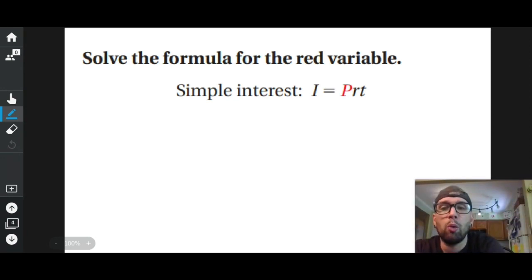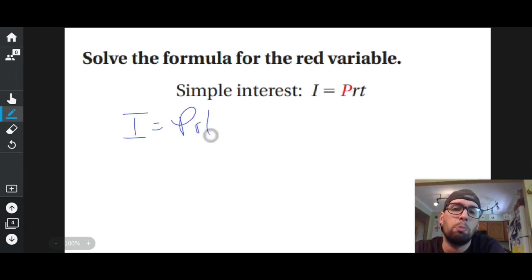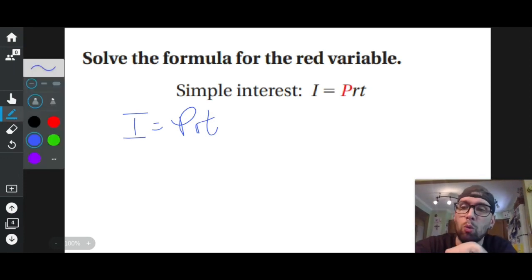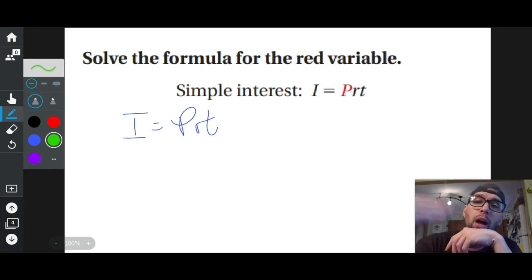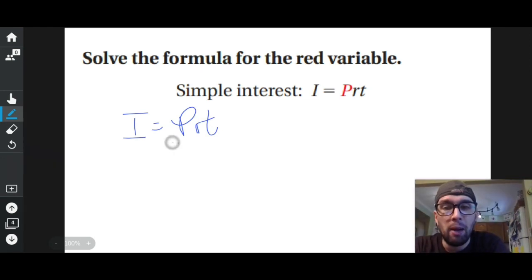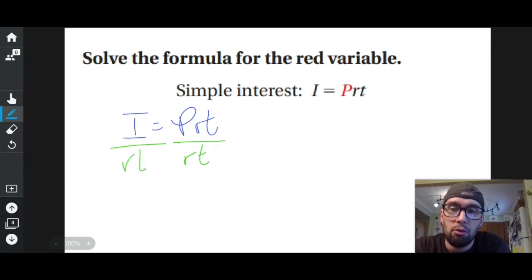Now, I'm going to rewrite the equation. I equals PRT. Is P all by itself? No. What's in the way? R and T. What are R and T currently doing? Multiplying to P. So why not just divide both of them at the same time? Well, I can. So that's what I'll do. R crosses out, T crosses out.